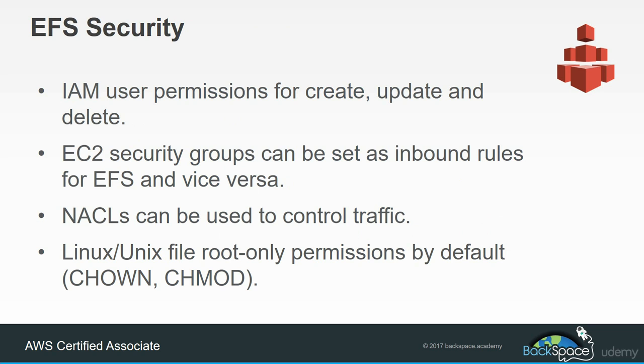There are a number of security features of EFS that you can use. Obviously, we have IAM permissions to create, update and delete, which we can set up on a user or group basis. We also have EC2 security groups that can be set as inbound rules for EFS, and also vice versa. We can have security group rules for EFS as inbound for EC2 as well. We can use network access control lists to further control traffic. And we also have Linux Unix file root only permissions by default, and we change those file permissions using chown or chmod commands within Linux, as we would do with any other Linux file server.